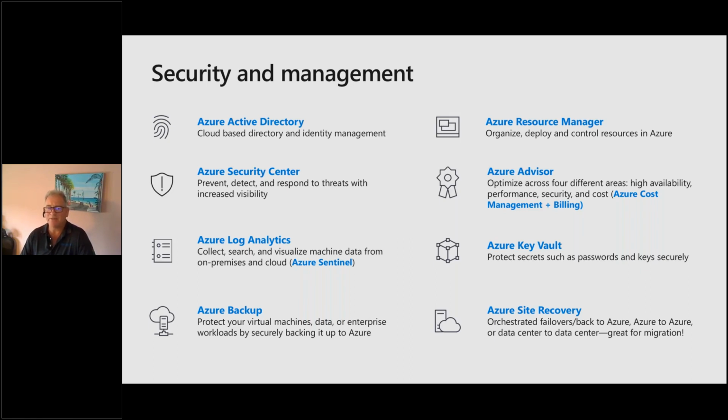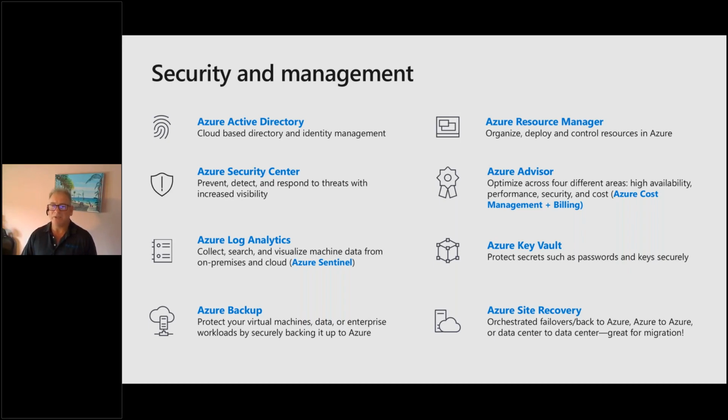And Azure Backup can do that for both on-premise data and Azure data. And then Azure Site Recovery is a way to have an orchestrated failover, disaster recovery as a service, and some other features. And it's a key tool for doing Azure migrations.